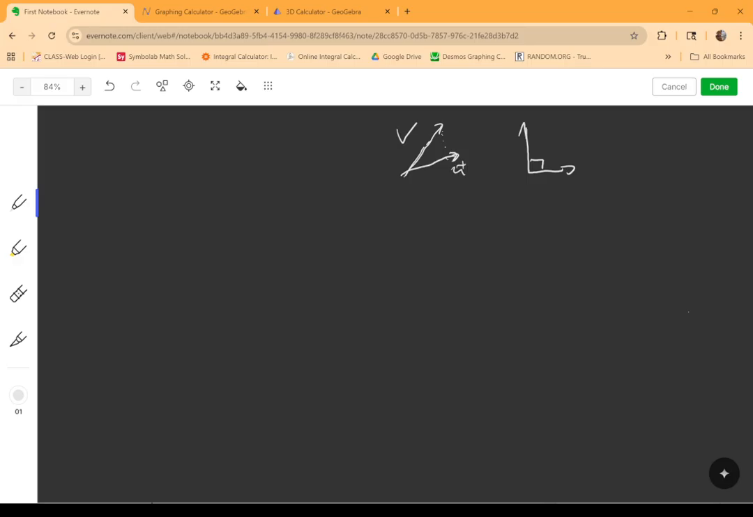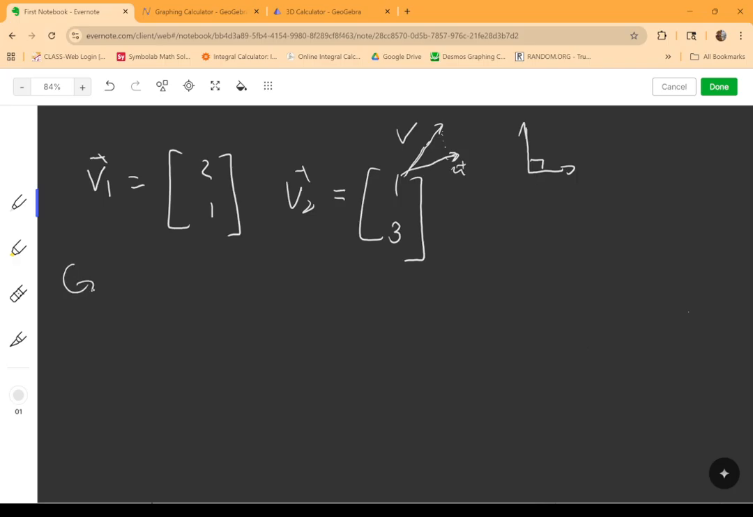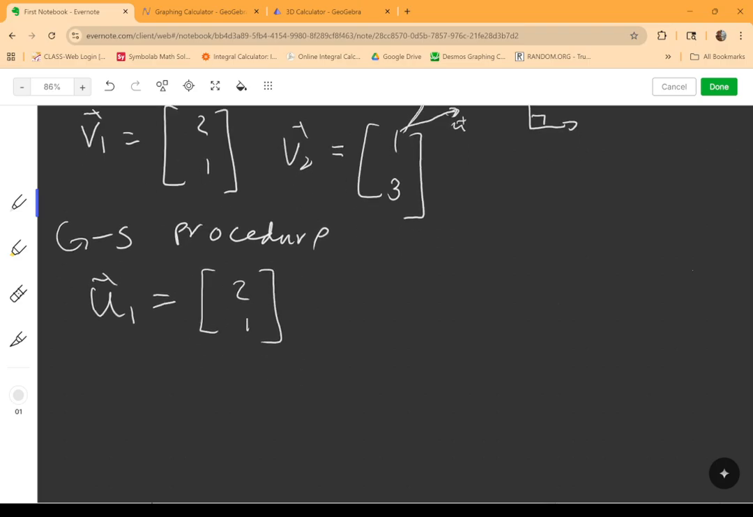So let's start with a basic example here in R2. So let's say that V1 is equal to (2, 1), and V2 is equal to (1, 3). Okay, so these are linearly independent, right? We won't bother to do the check. I'll say we did the check already. They're linearly independent. So the Gram-Schmidt procedure, so I'll say GS procedure, starts off very easily. U1 is the first vector, so that doesn't change, right? That's where we start.